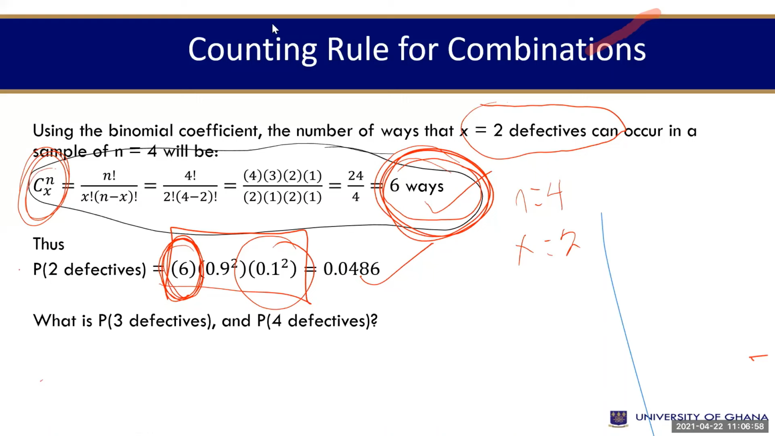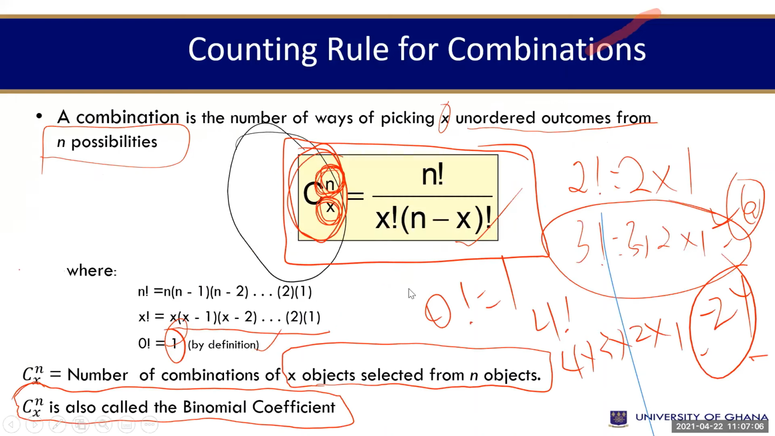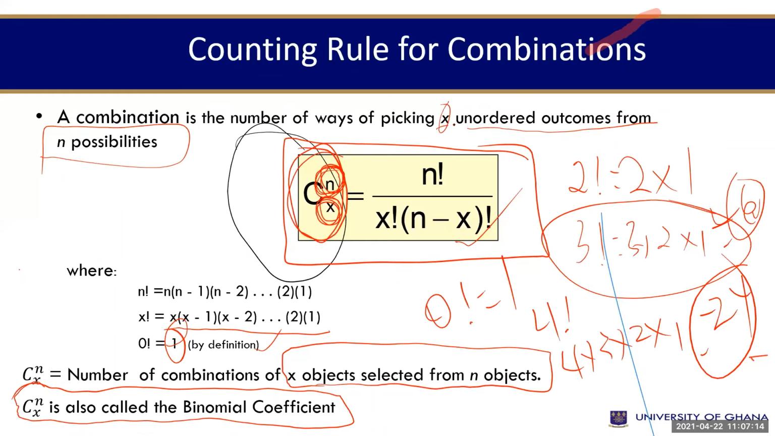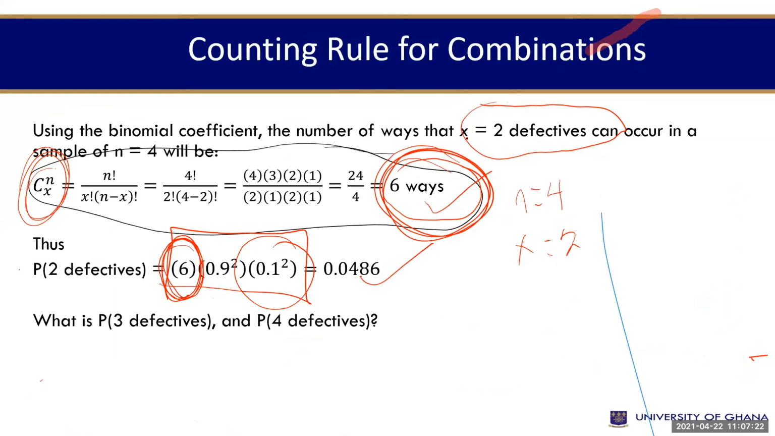Yes, Ishmael Kote. So what does the X stand for? Oh, we just defined what X is. I didn't really hear that part, please. X is the unordered outcomes. Is that okay? Okay. Good.